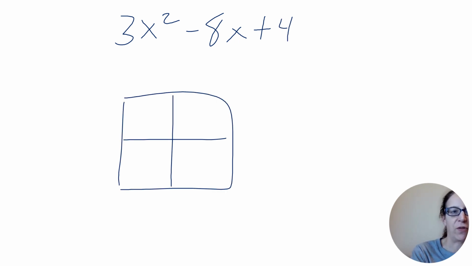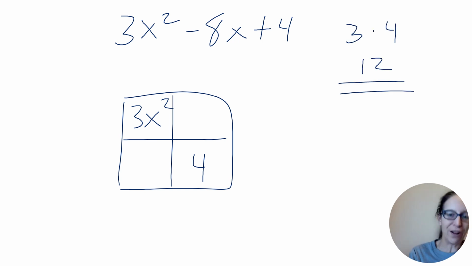So we're going to have 3x squared and we're going to have a 4. And here's where it's different. If you try to factor the 4 and try to find factors of 4 that add up to -8, you're not going to be able to find it because they don't exist. So what you need to do is take the a value times the c value and get 12, and 12 is the number that we are going to factor instead.